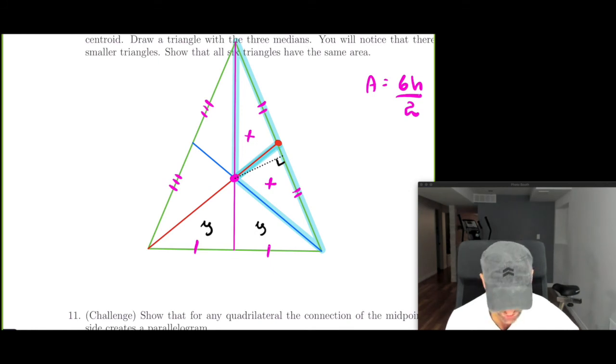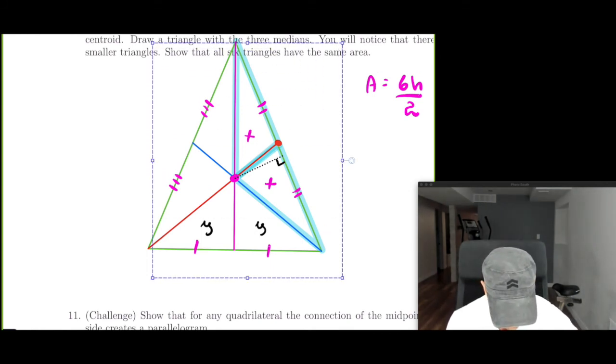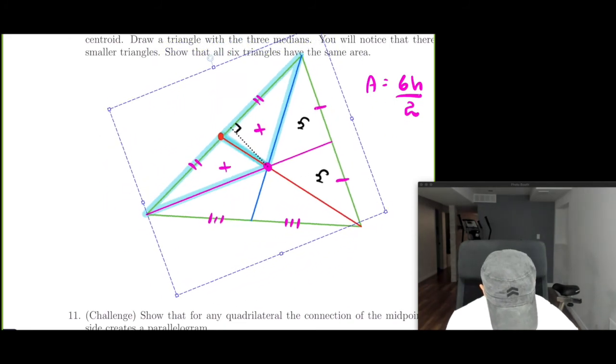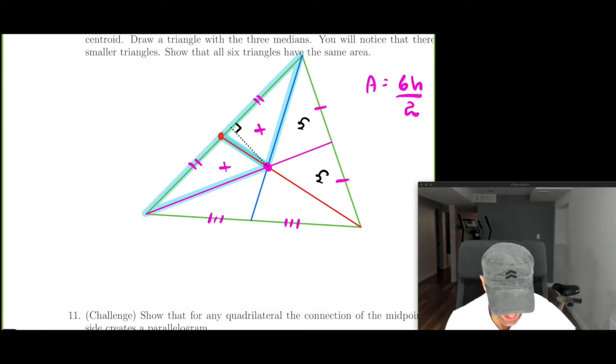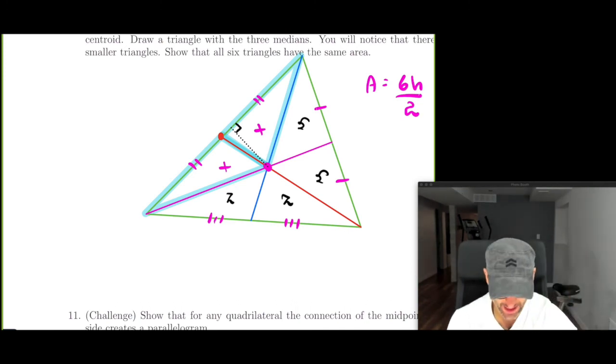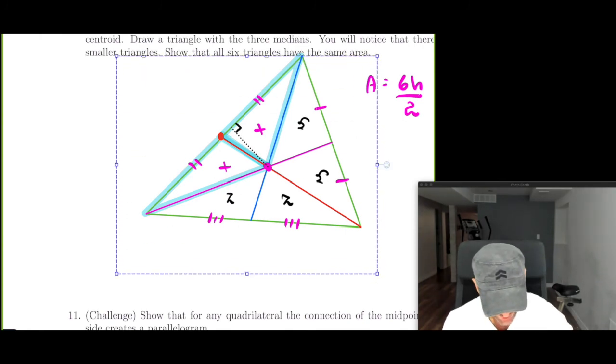So these two also have the same area. Now if I twist this up again, notice I can do the same thing with this. So I can call this area Z and Z. So those ones have exactly the same base and the same height. So those areas are the same.